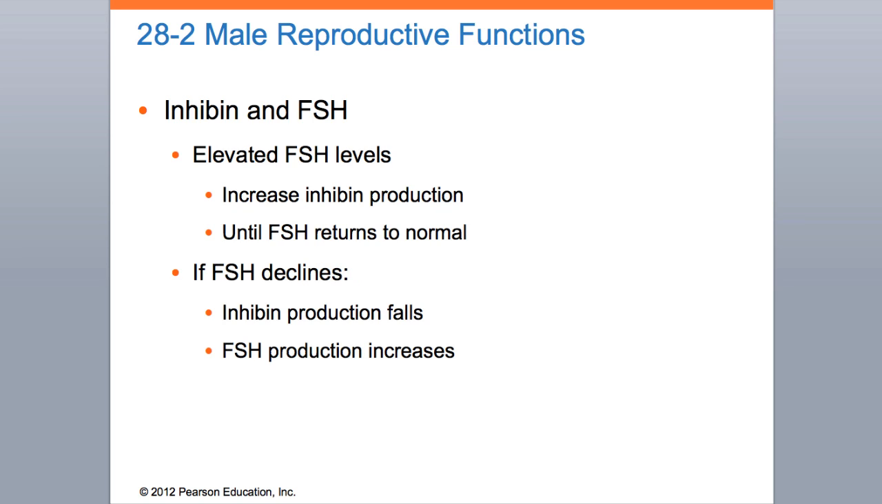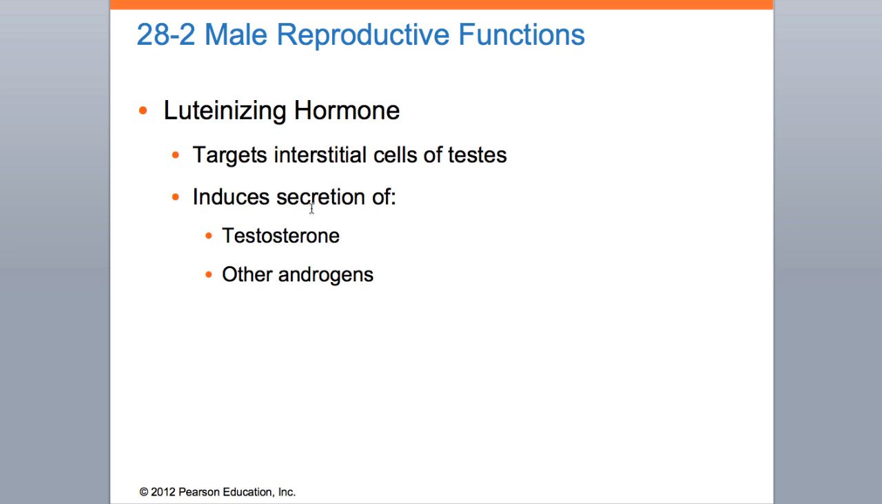Okay. Look what it says here. Elevated FSH will increase inhibin. FSH will decline, and then inhibin will stop. Again, this is a negative feedback system. Okay. Luteinizing hormone will go with the Leydig cells. So LH will go with the Leydig cells in terms of testosterone. Next slide.